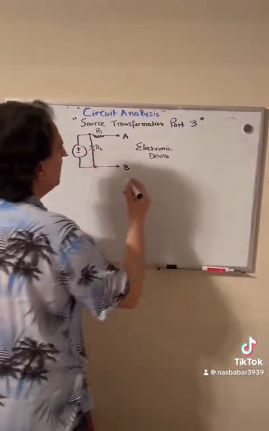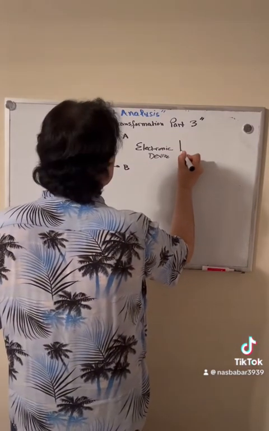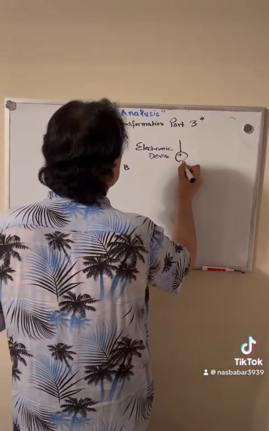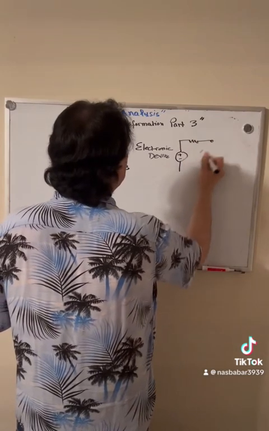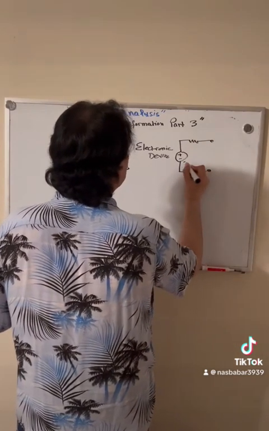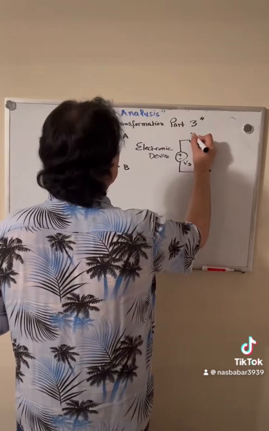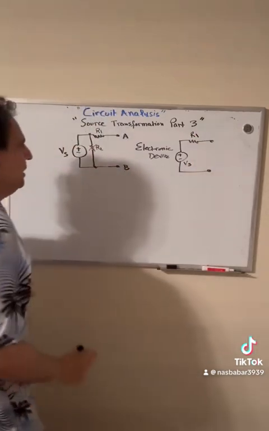So then basically we can just write it like this right here, plus minus, and then you have A and B, and then this is V sub S, and this is R1.